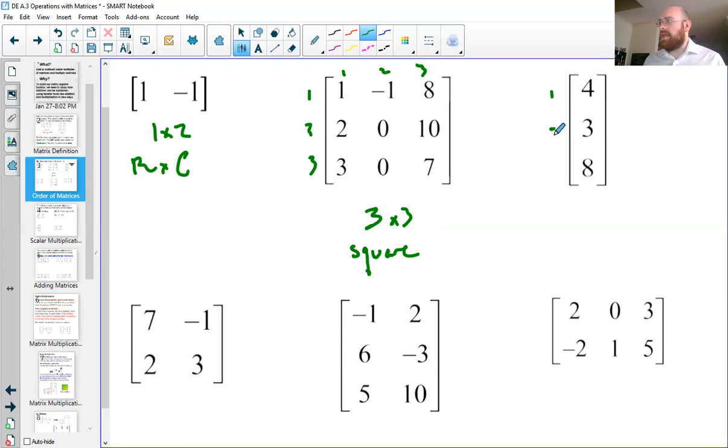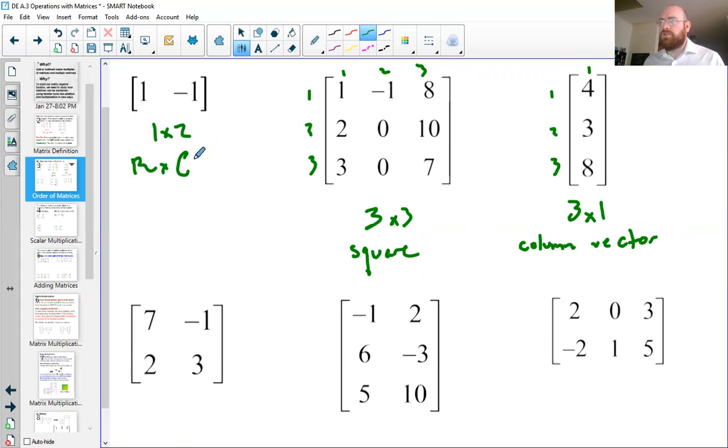This next one has 3 rows and 1 column, so it's a 3 by 1 matrix. In a linear algebra class, you might also call this a column vector.